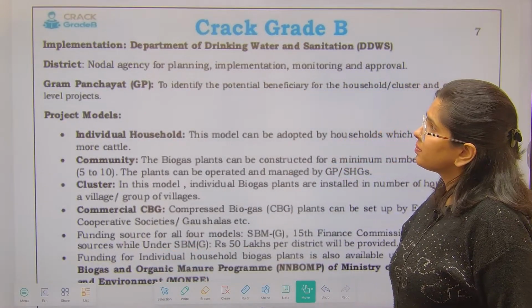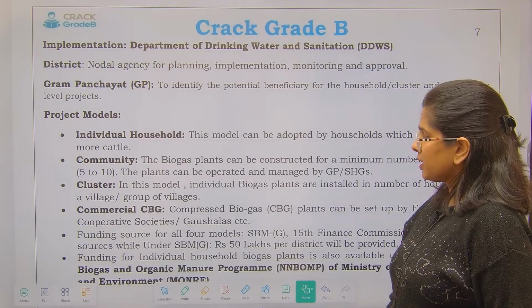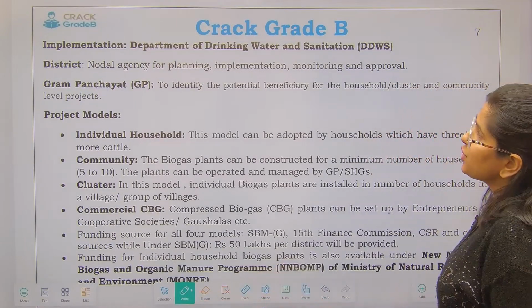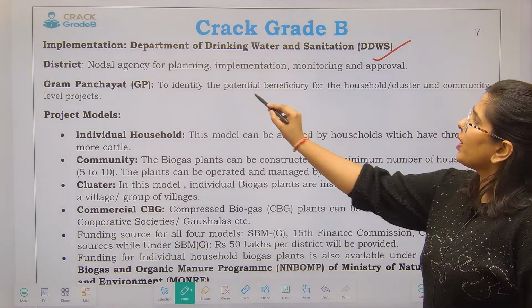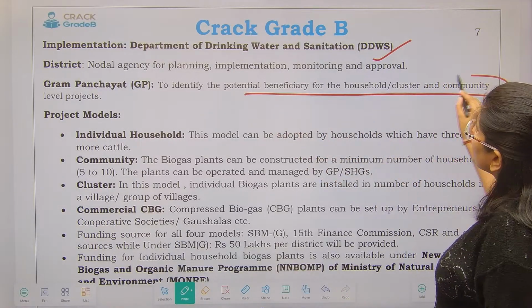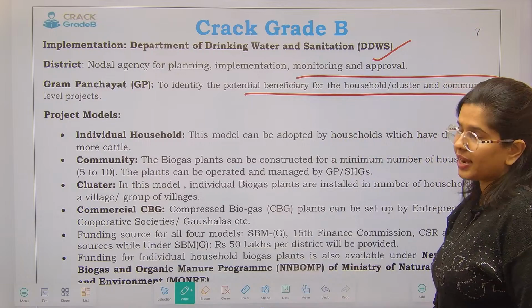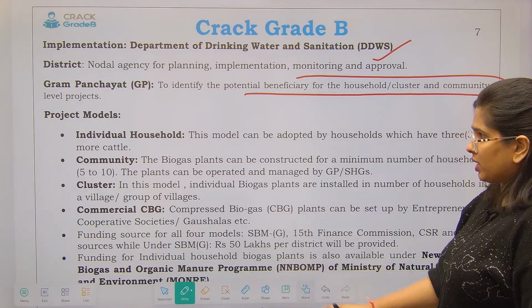Implementation, just wait for a second. Yes, implementation through Department of Drinking Water and Sanitation, Gram Panchayat, they are going to identify the potential beneficiaries for the households where these kind of Gobardhan plants can be constructed.